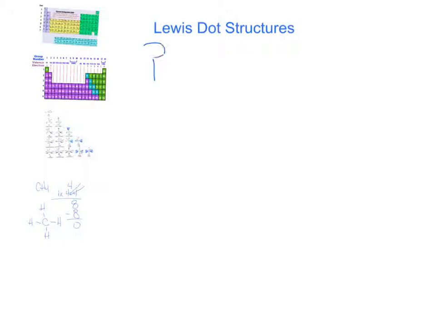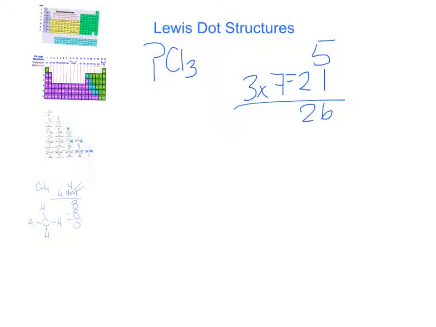Let's do PCl3. So phosphorus has 5 electrons, and each chlorine has 7. 3 times 7 is 21. So we add the 5 plus the 21, and we get 26. We put phosphorus in the middle because it can form the most bonds. It needs 3 more electrons to get to 8. And we do a skeleton structure around the outside of our chlorines. For each of those, we had 2, so minus 6, 3 times 2 is 6, we get 20.